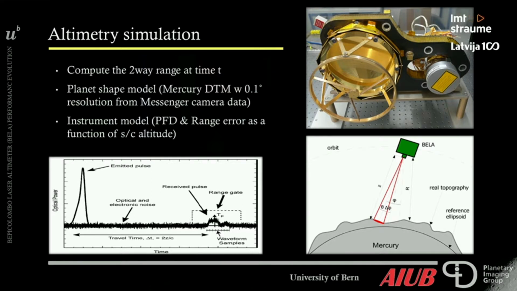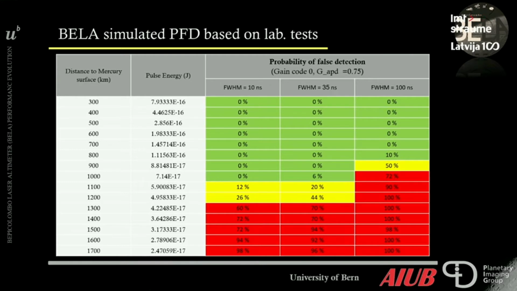And also in our model, we include the instrument model, which contains the range model and the effect of probability of false detection. Here is the latest simulated probability of false detection based on our laboratory test data. In this column, you can see the distance to Mercury in kilometers, and this is the return pulse energy that the instrument receives. And here is the probability of false detection in different conditions.